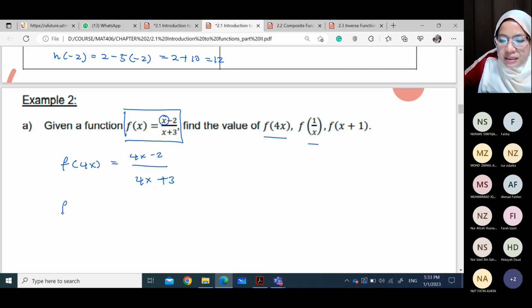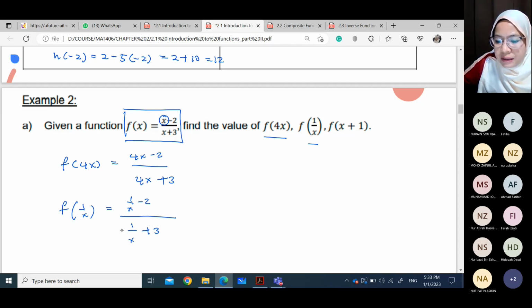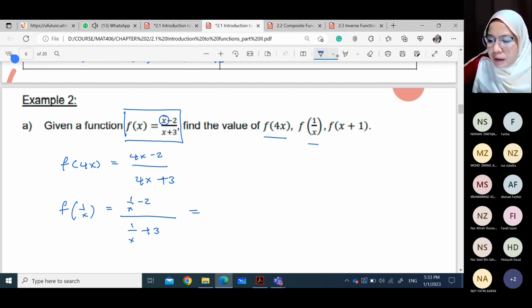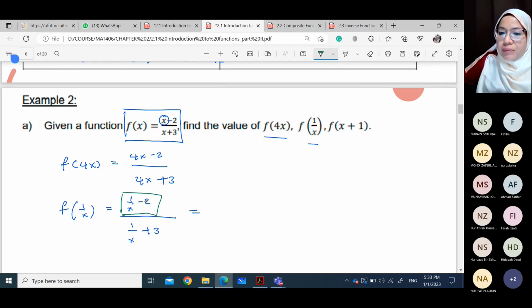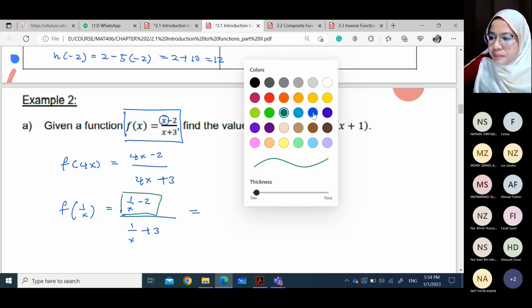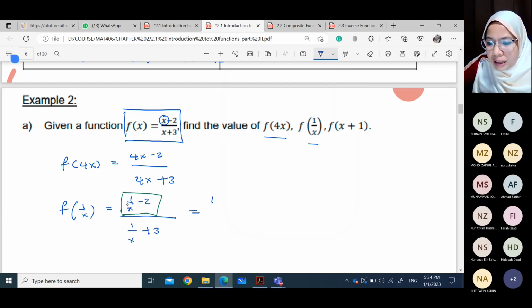Next, dia nak function 1 over x. So, sama juga lah. Kita gantikan x ni dengan 1 over x. So, here we have 1 over x minus 2 over 1 over x plus 3. Okay, so this one we can simplify. So, yang atas ni, dia punya denominator is x. So, kita samakan pembawah dia dengan multiply x pada 2 ni. Okay, then we will have 1 minus 2 times x. We have 2x. The whole thing over x.